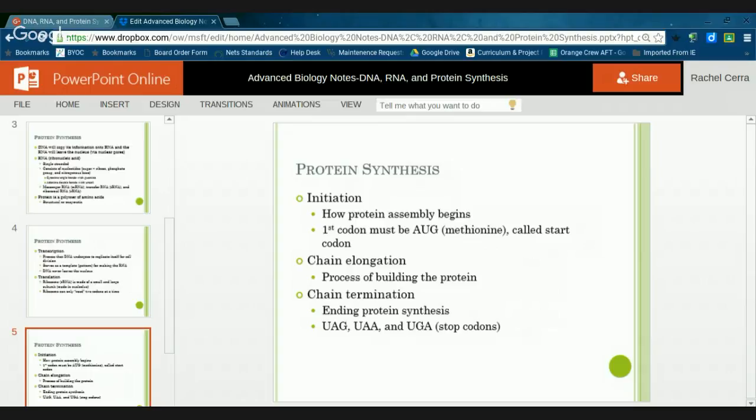If you look at the back of that second page, I've copied that whole bit for initiation and chain elongation and chain termination there. So it's probably a little more detailed than you really need, but you know, we'll go ahead and include it anyway.